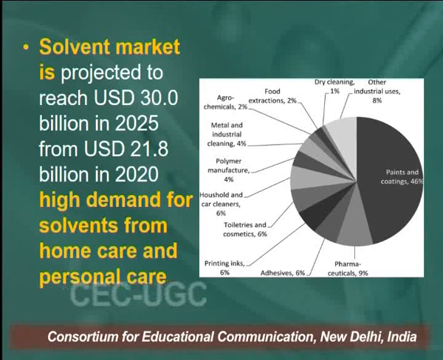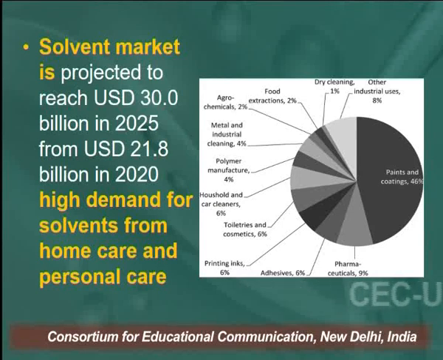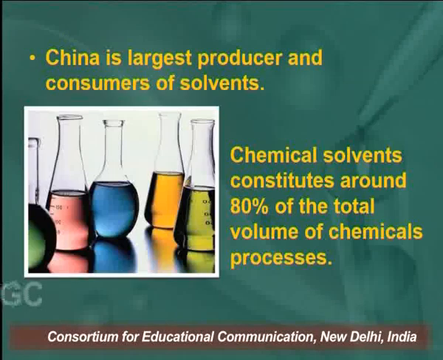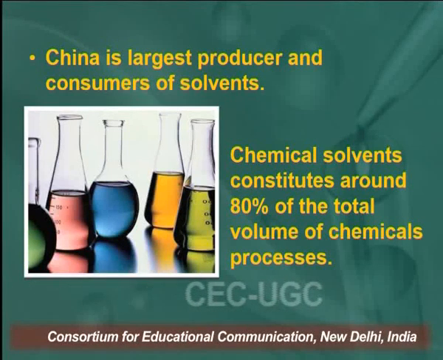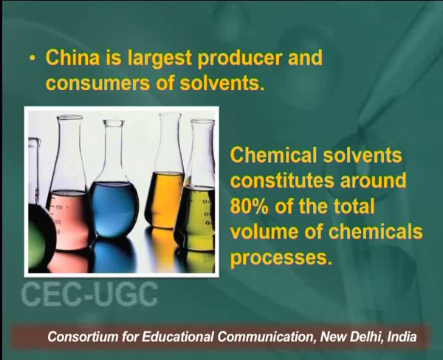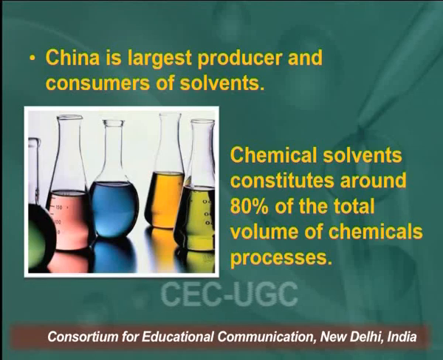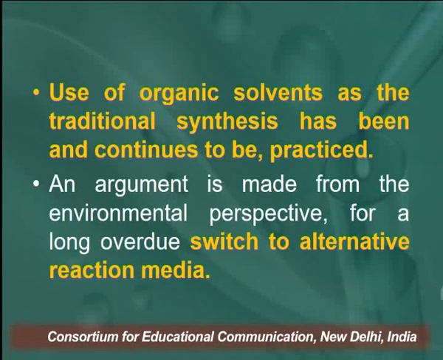Similarly, printing and ink require around 6% of these solvents. And China is the largest producer and consumer of solvents. Chemical solvents constitute around 80% of the total volume of chemical processes. The use of organic solvents in traditional synthesis has been and continues to be practiced.